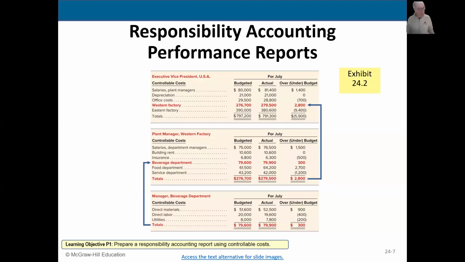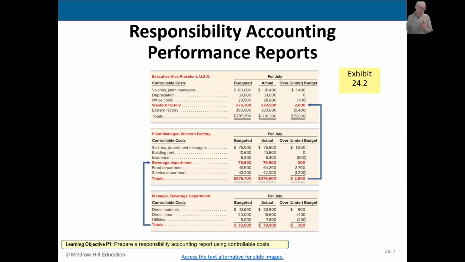Who looks the best out of these three managers? It would be the executive vice president, because this person's under budget by 5,900. The executive vice president looks like a hero right here, right? That manager is probably going to get fired. Department manager might be all right. You see the importance of looking at each level of management based on the level of detail.